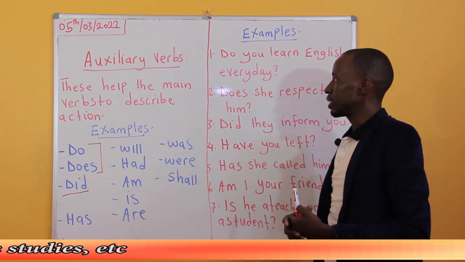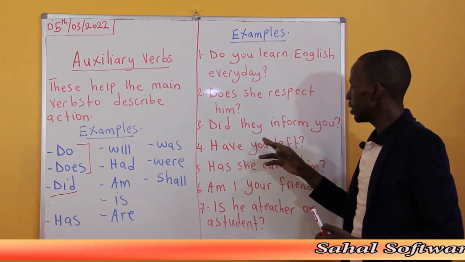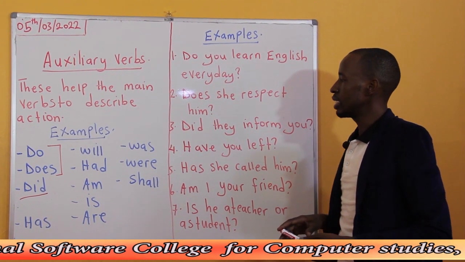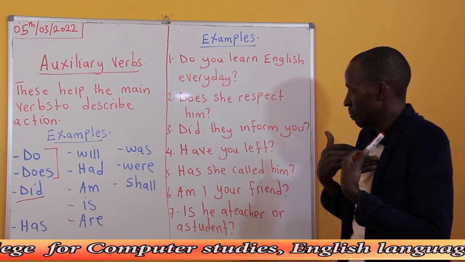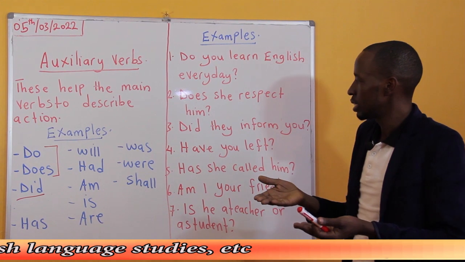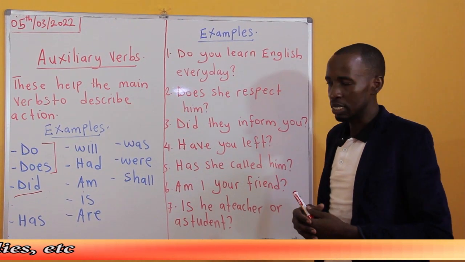For example, I can say, "Did they inform you?" What's the answer? I can say, "Yes, they informed me." That is a wrong short answer. I can say, "Yes, they did." So that's how you can answer it.